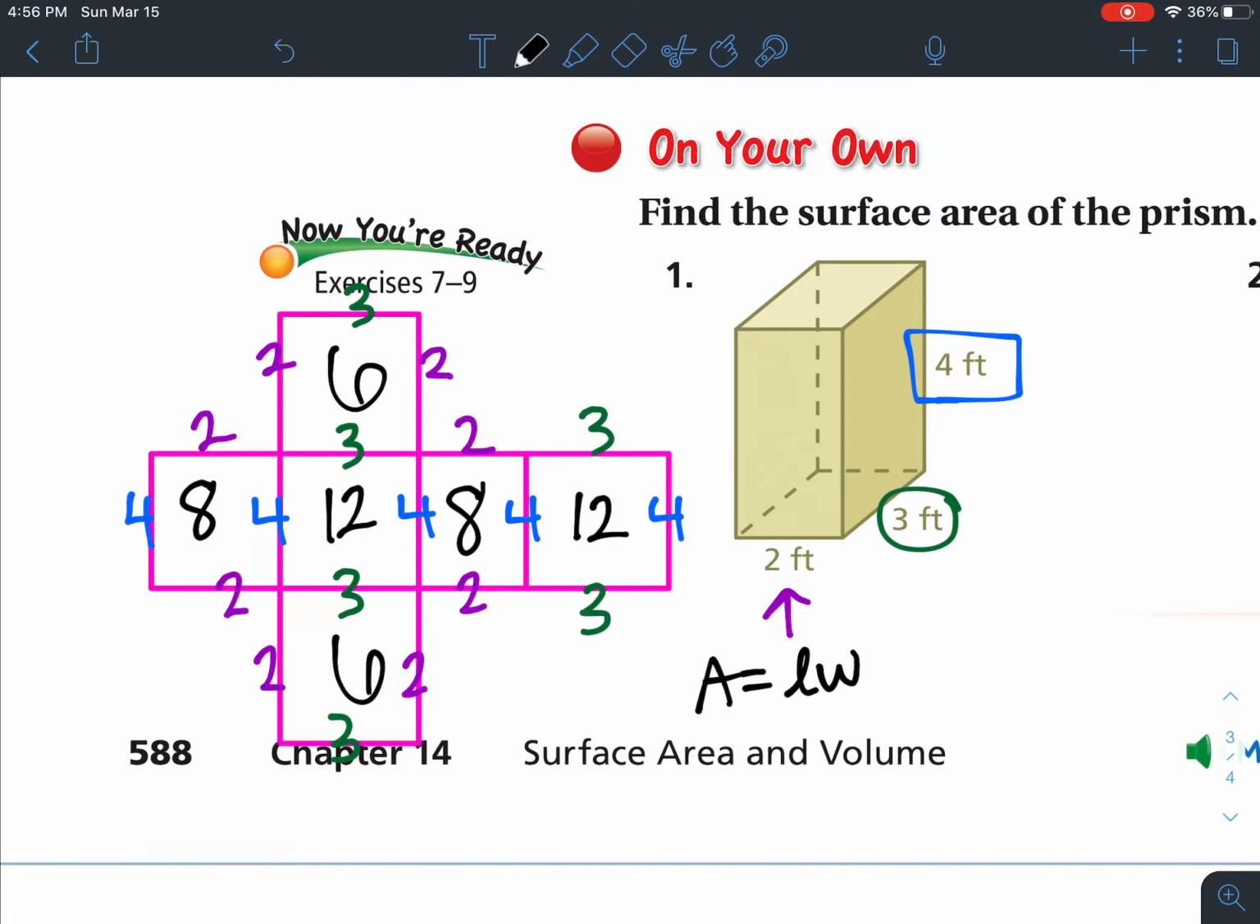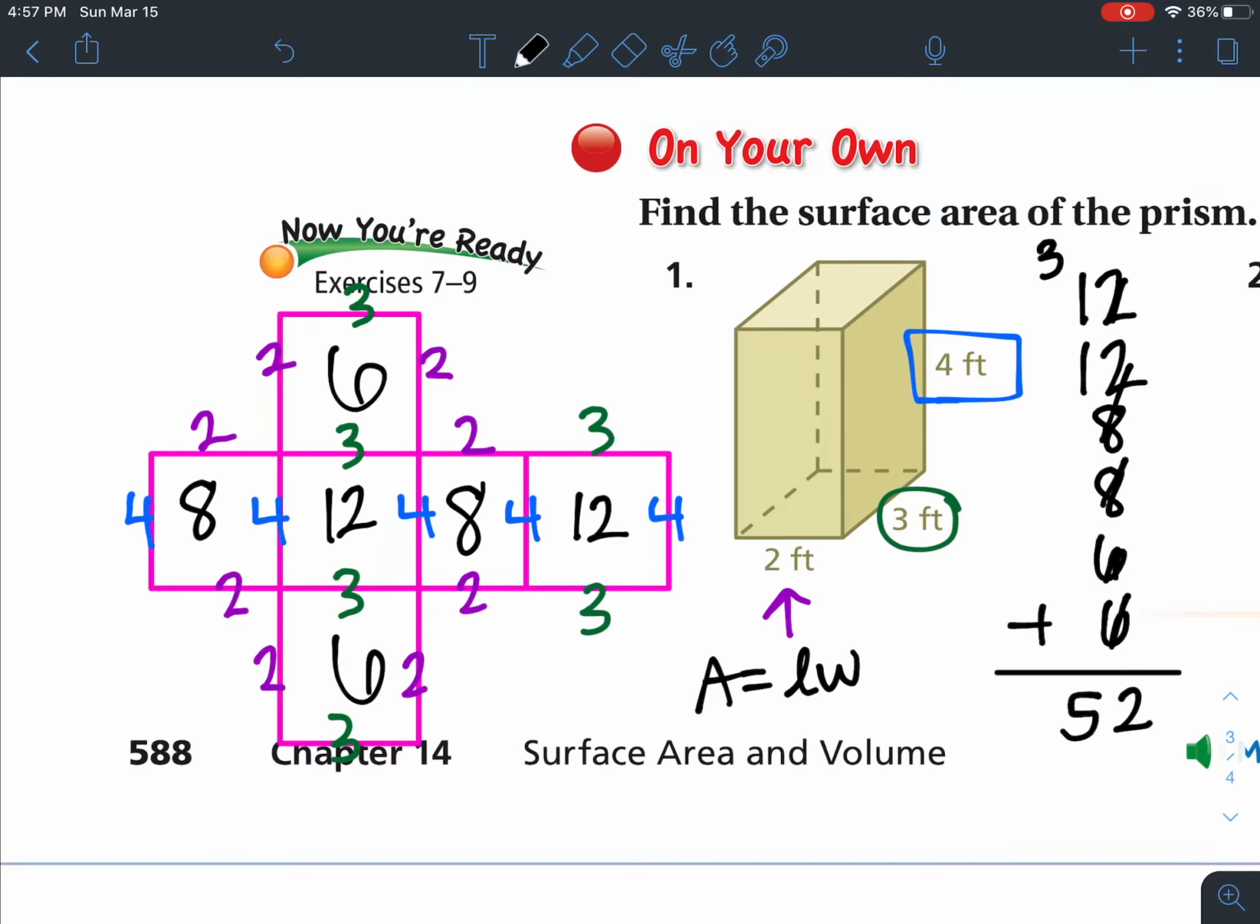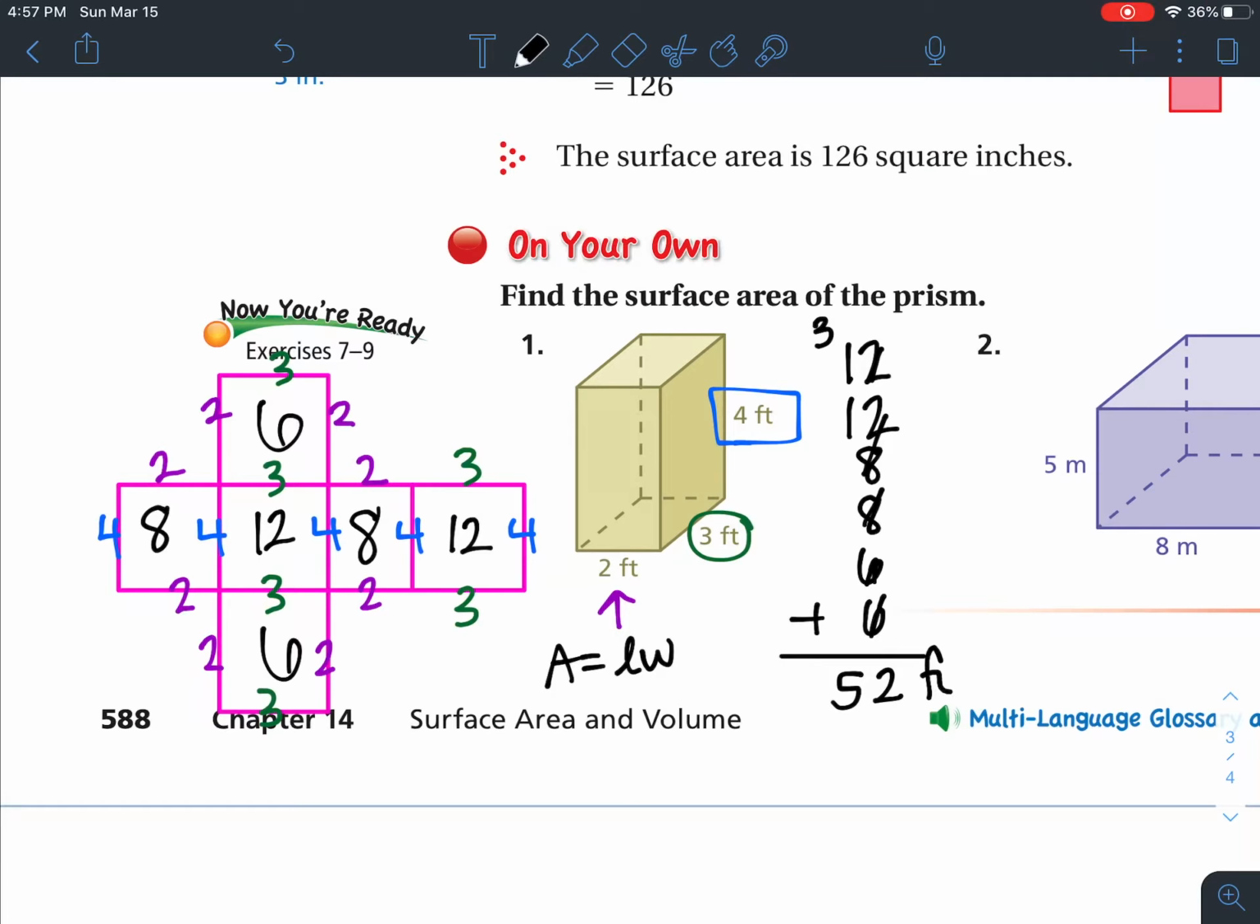So then last step, add them all up. Again, we're focusing on just prisms, so you should have 6 sides, and there should be 2 of each number. So 2 12s, 2 8s, and 2 6s. You can use a calculator for this if you want. I know 2 8s gives me 16, plus 6 is 22, plus 6 is 28, and then 12, 24, 52. Our label would be feet squared. It's still area, so it's still squared.